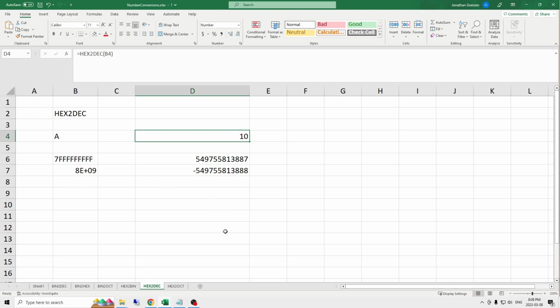That's the hexadecimal to decimal function. Related functions are, of course, the function that does the opposite, DEC2HEX, or decimal to hexadecimal, and the rest of the hex conversion family, hex to binary and hex to octal. And this concludes the video encyclopedia entry for the hexadecimal to decimal function.